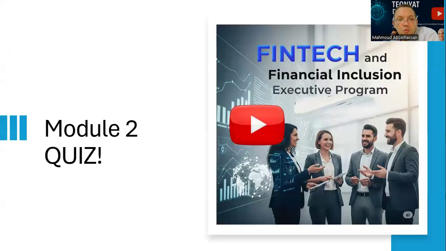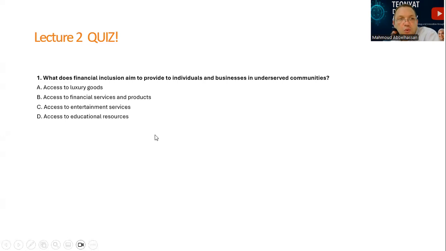Okay, now we will start the quiz of module 2. The first question: what does financial inclusion aim to provide individuals and businesses in underserved communities? Access to luxury goods, access to financial services and products, which is very convenient and the right answer, access to entertainment services, access to educational resources. The answer is B.